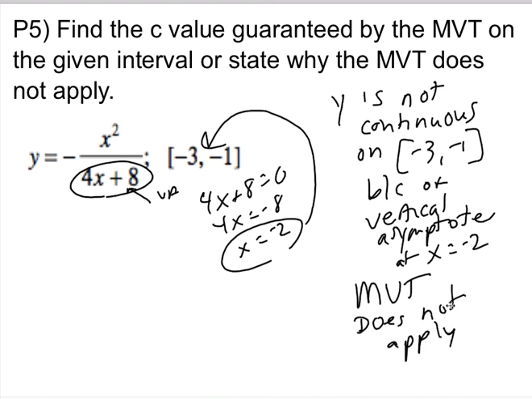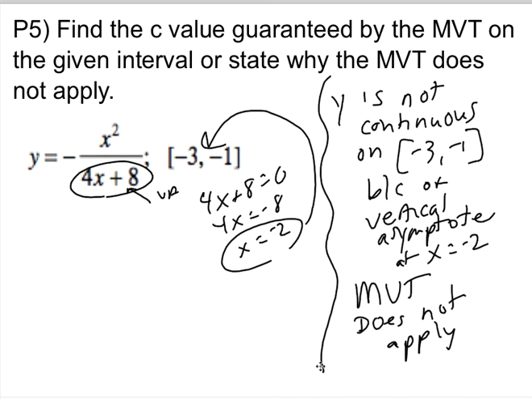So the reason that you need to check and see that the MVT applies before you say anything else, or before you do any math, is because if it doesn't apply, number one, you're getting points for explaining why it doesn't apply, and also you can stop once you say that it doesn't apply. The other reason you need to check anyway is because on a problem where it does apply, you are definitely getting points for applying it.